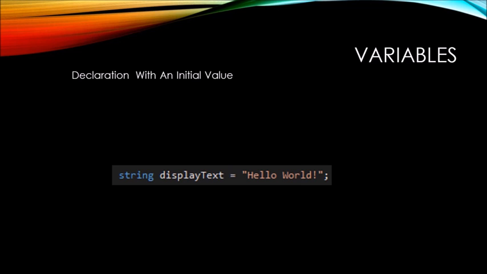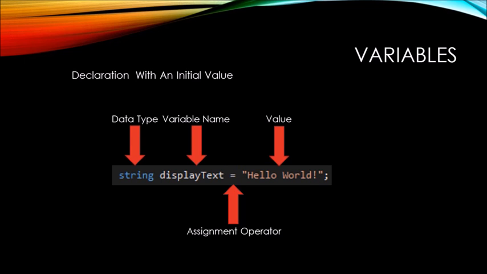Alternatively, you can declare your variables with an initial value, such as the one that you see on your screen here. It's a slightly more condensed version of the declaration first method. Here we have the data type once again called a string. Here we have the variable name of display text. There is the assignment operator, or one equal sign. And then finally, the value that you want to assign to the variable. These four components all make up a declaration of a variable and assign an initial value to that variable.